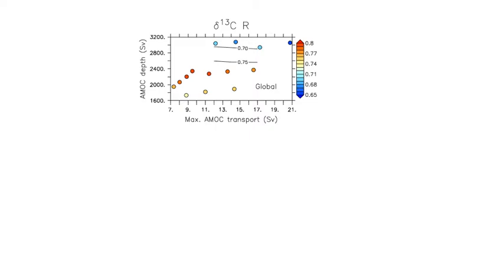On the horizontal axis we have AMOC strength, so the maximum Atlantic meridional overturning circulation transport rate at 25 degrees north. It ranges from about 7 Sverdrup, which would be a very weak AMOC, to 21, which would be a very strong AMOC. And then on the vertical axis we have AMOC depth. This is determined as the average depth of the zero stream function isoline in the model between 25 south and 25 north. It ranges from about 1600 meters, which would be a very shallow AMOC, to about 3200 meters, which would be a very deep AMOC.